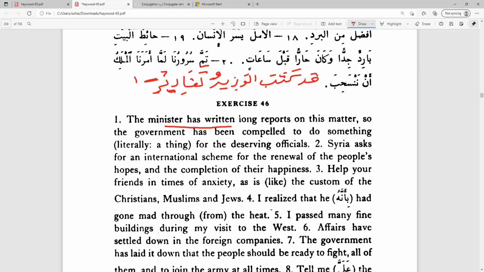And the adjective will be written as tawila, tawilan. This is a broken plural. So what is tawilatan? Tawilatan. This is very basic stuff. Tawilatan.